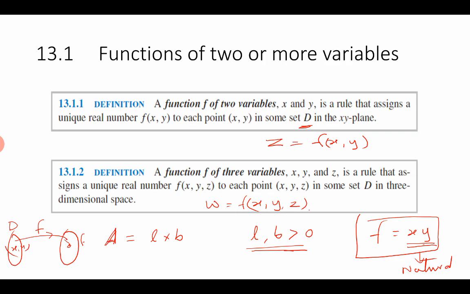Here we can give some values for x and y. If your input is 1, 2 for this function, your answer is 1 into 2, which is 2. If you give 2, 2, the answer is 4. So for every input ordered pair, you get a single valued output. This is the definition of a function of two variables, and you can extend the same to a three variable function.